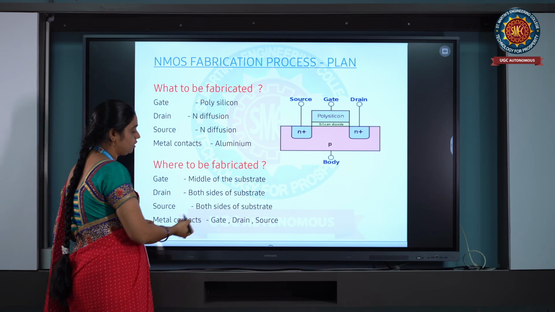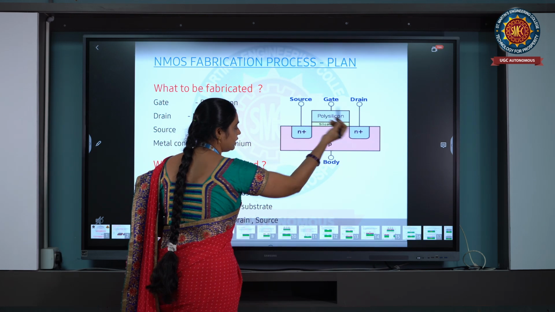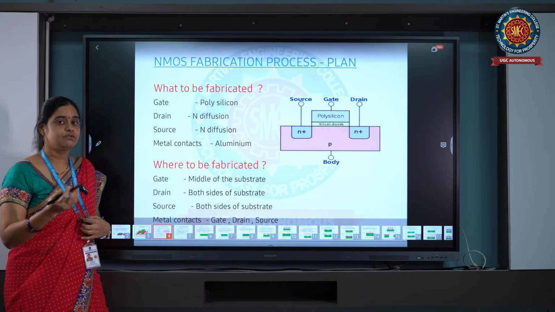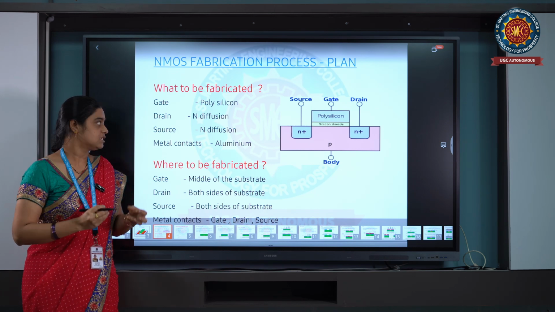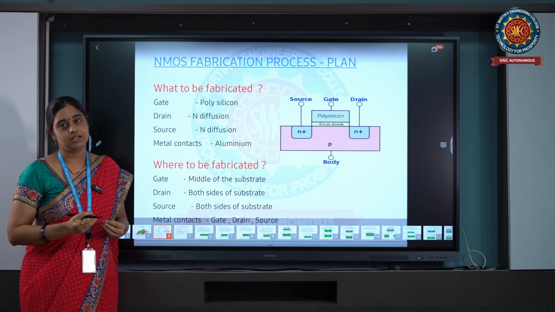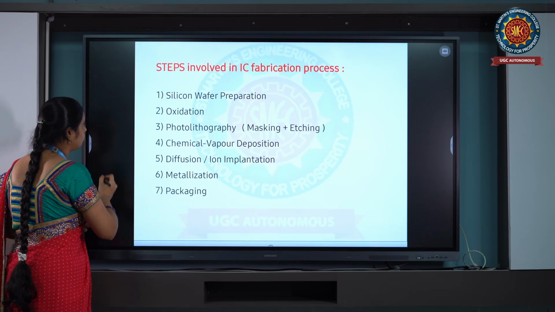Now coming to the metal contacts, they are to be placed on source, gate and drain. These are the three terminals which we use when we are using any transistor, so we need metal contacts on these terminals. Now let us start with our process.